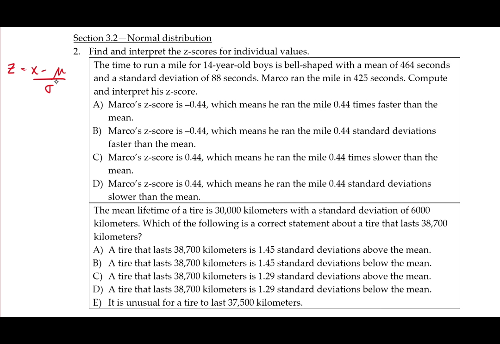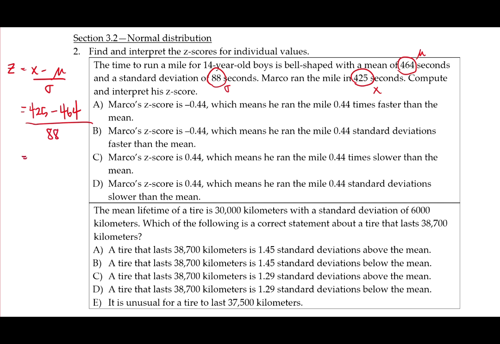Well, let's identify the values that we need. 464 is the mean of the population, so that's mu. 88 is the standard deviation of the population, that's sigma. And 425 is Marco's data value, so that's x in our formula. So we can compute this. We're going to take Marco's time, 425, subtract off the mean of the population, 464, and then divide by the standard deviation of the population, 88.